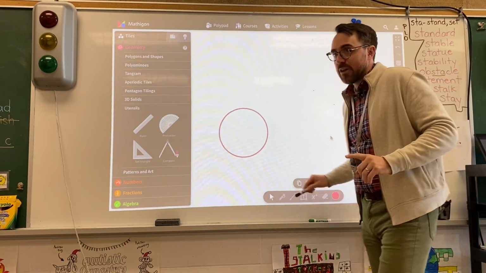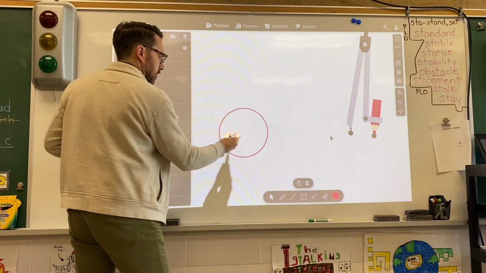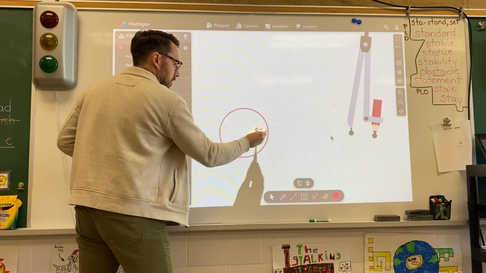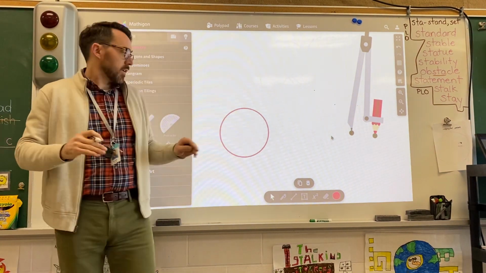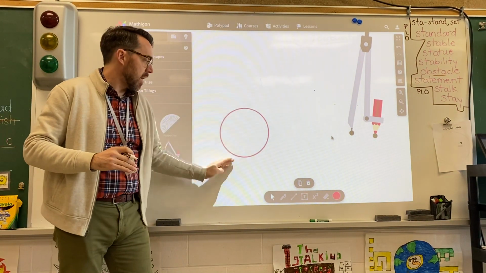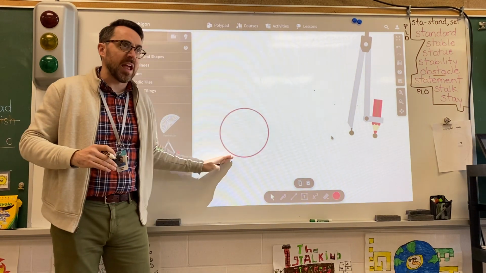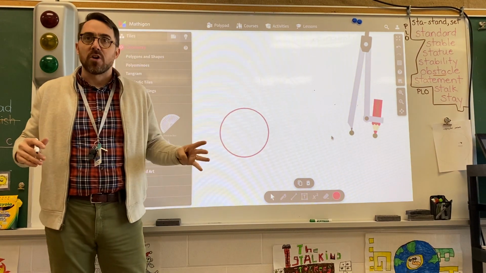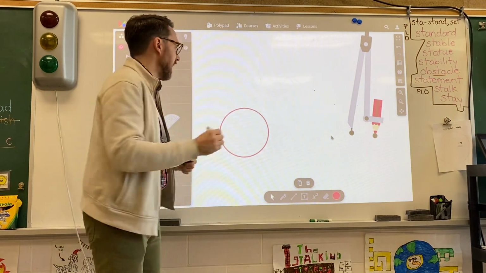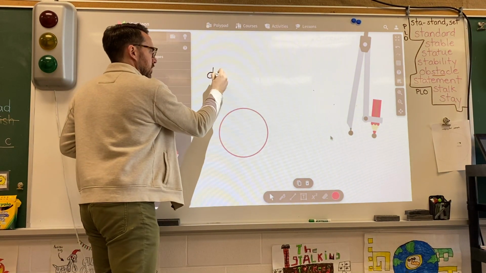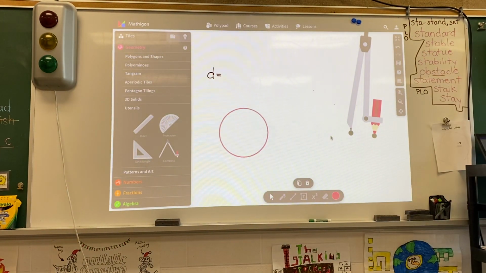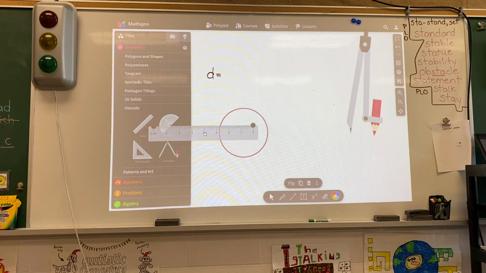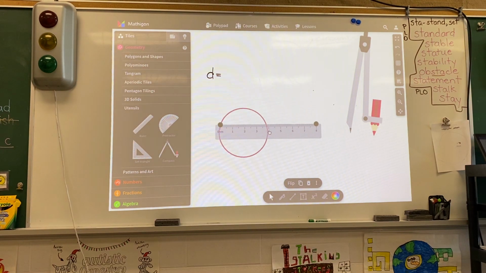If I want to measure across the circle, the whole way across that circle, what is that measurement called? I can do it any way, it'll be all the same. What's that measurement called? David? Diameter. We use a small d for diameter. So I'll grab my virtual ruler and virtually measure my circle across, and it's about 4.